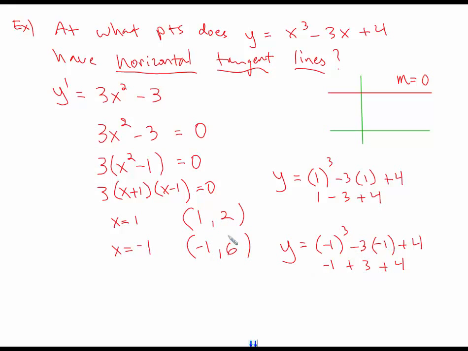So at these 2 points, there will be horizontal tangent lines to this curve. And you can always verify with your graphing calculator. Horizontal tangent lines meaning there will be basically just horizontal lines to this curve right here, and the slopes of the horizontal lines are 0.